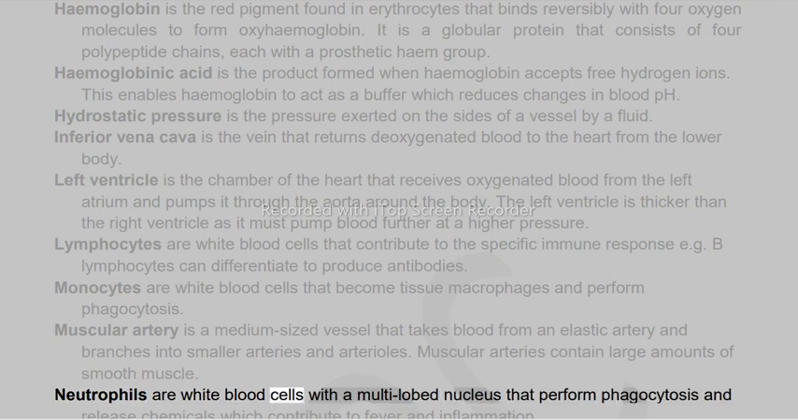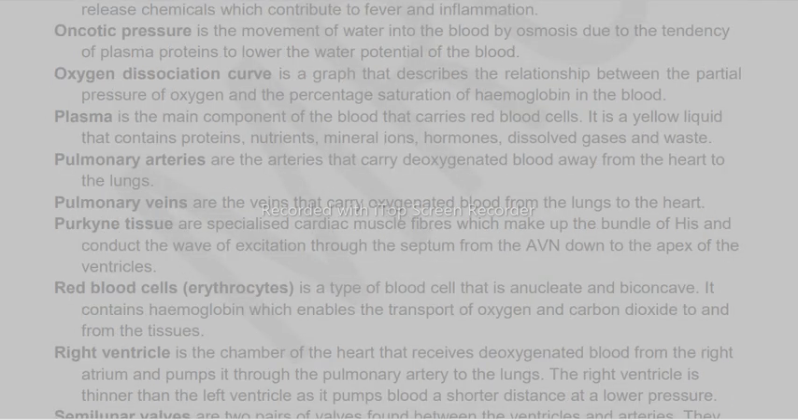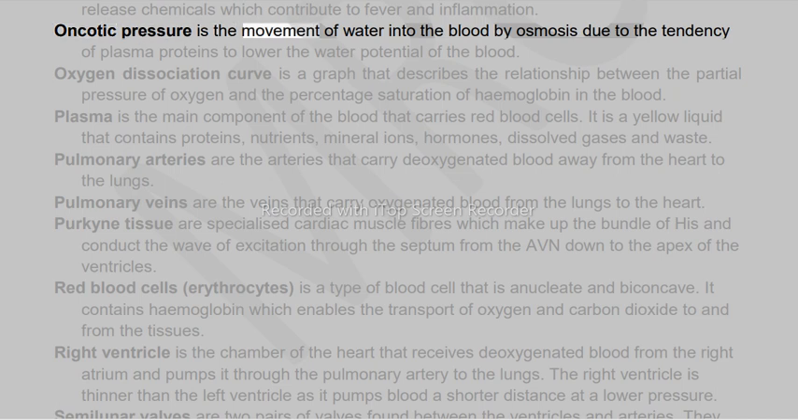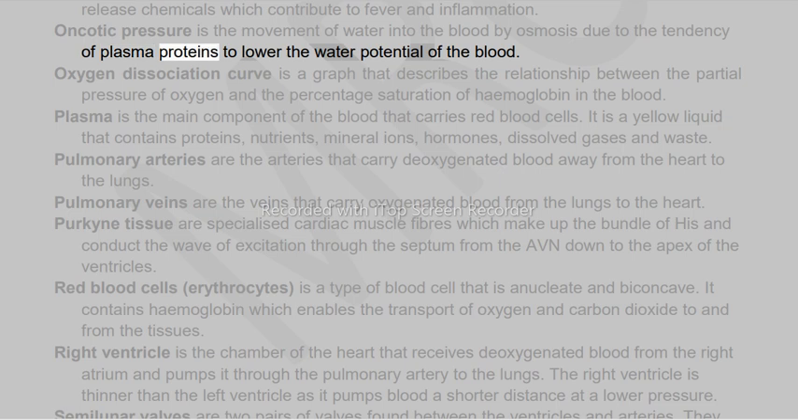Neutrophils are white blood cells with a multi-lobed nucleus that perform phagocytosis and release chemicals which contribute to fever and inflammation. Oncotic pressure is the movement of water into the blood by osmosis due to the tendency of plasma proteins to lower the water potential of the blood.